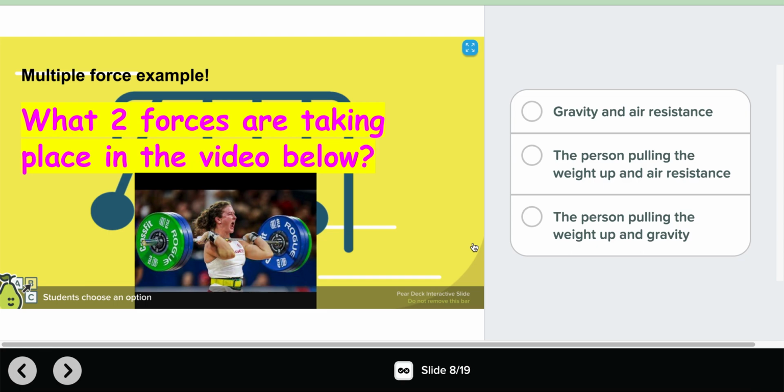Well, I'm hoping you picked one and you're playing along with me. And the correct answer is going to be the person pulling up on the weight and gravity acting down the entire time. Those are two forces that are always going to be there during this exercise.